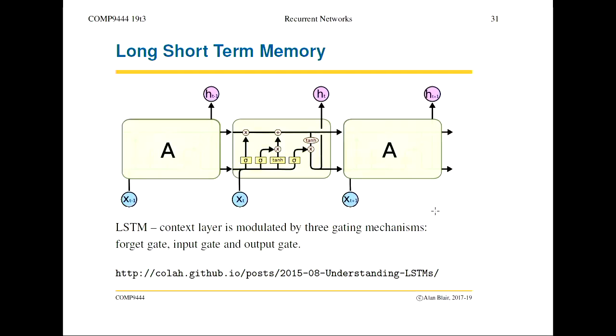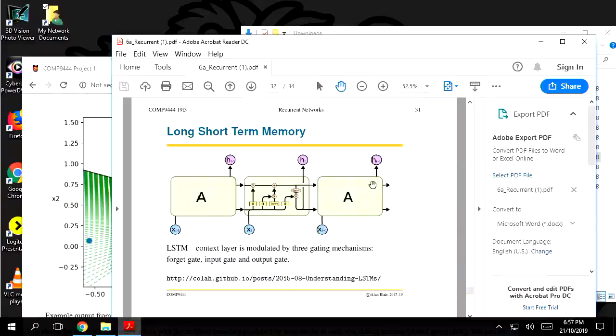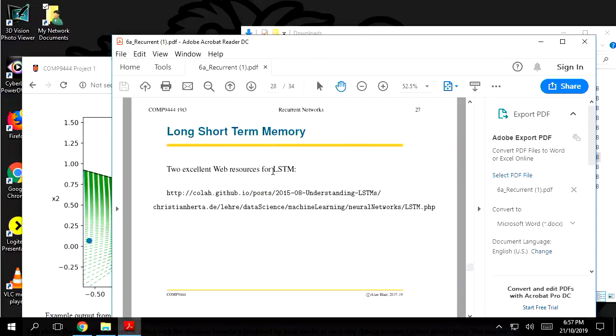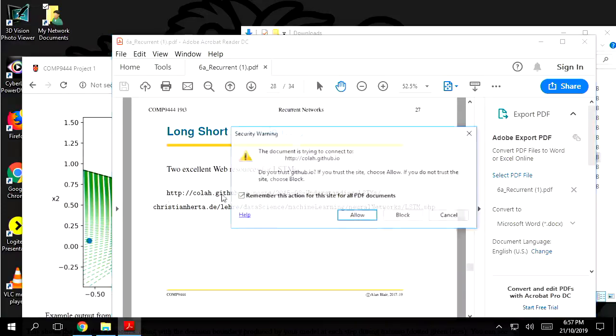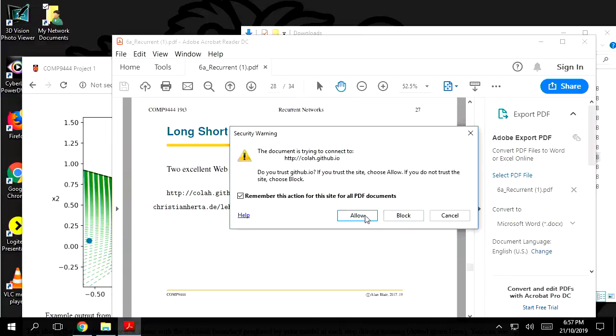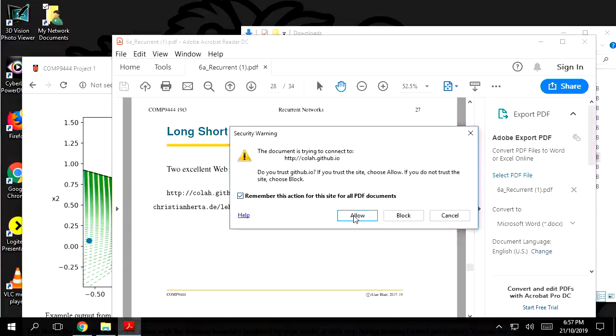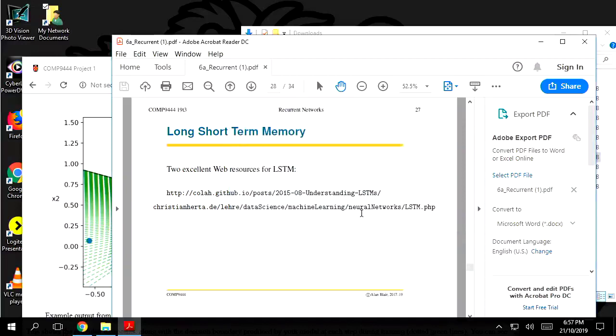long short-term memory. So I might actually try to bring up this blog if I can. See if I can click on this. Let's see.